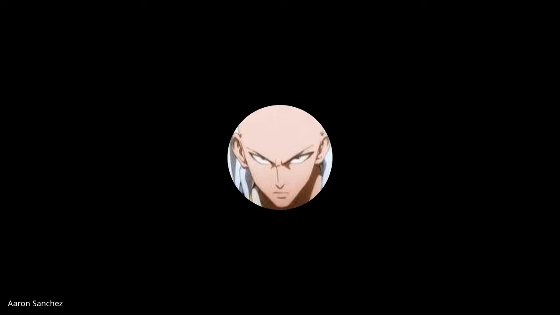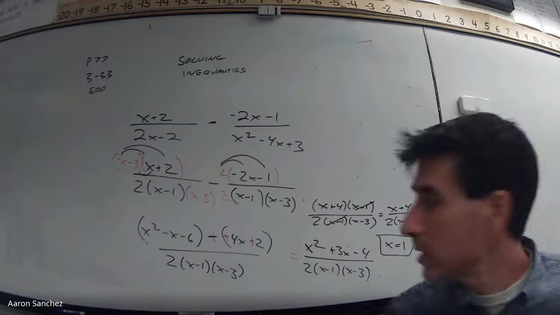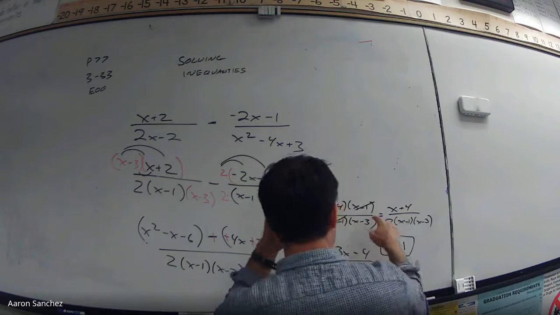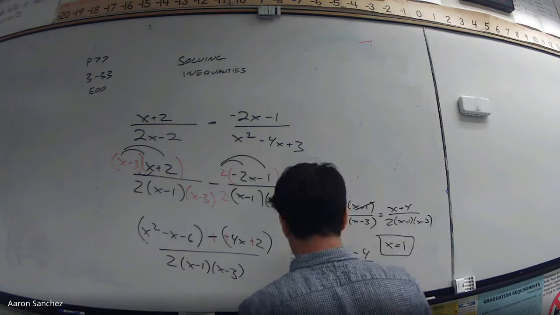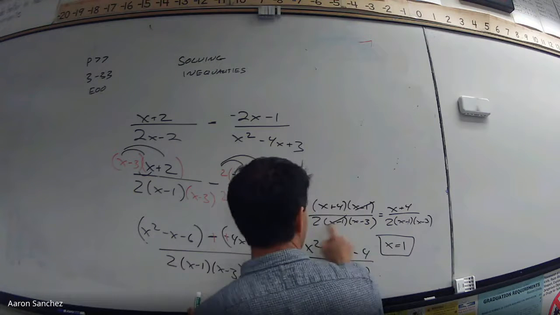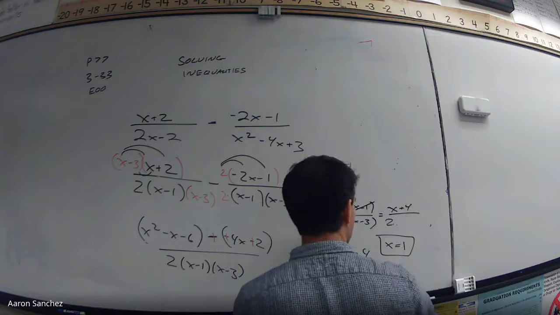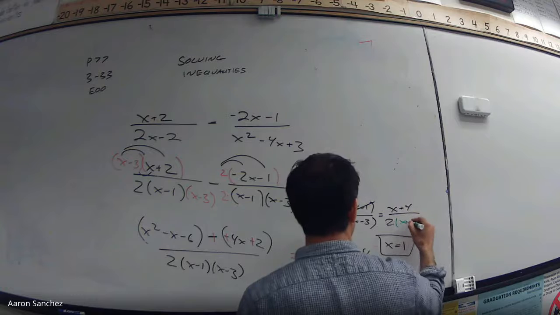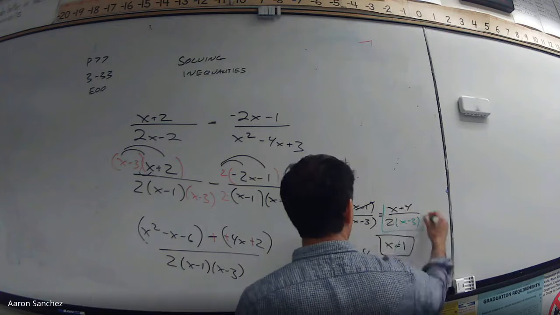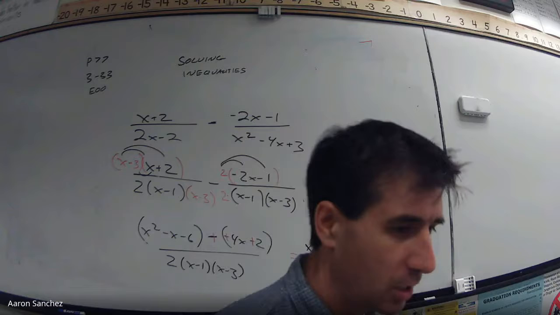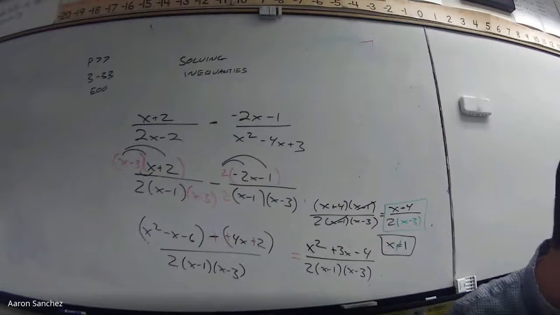The book got a different answer than me. Oh, I forgot to cross out the x minus 1. Sorry. What did I do wrong? You guys see it? I forgot the x minus 1 cancels out. So the answer is x plus 4 over 2 times x minus 3. This x minus 1 shouldn't be there. Let's get rid of it. 2 times x minus 3. And x cannot equal 1, and that is your answer right there. Boom. Sorry, I've got to take away that x minus 1.